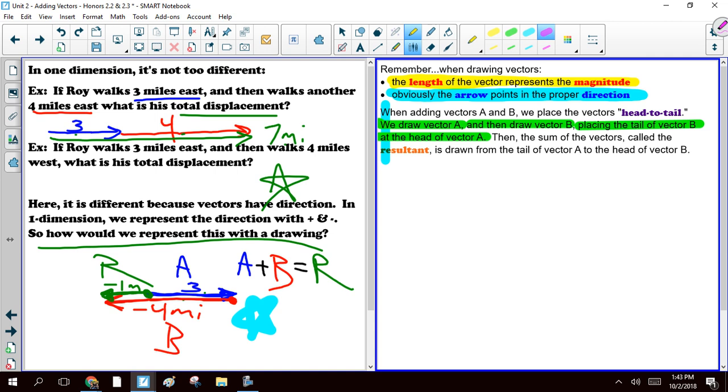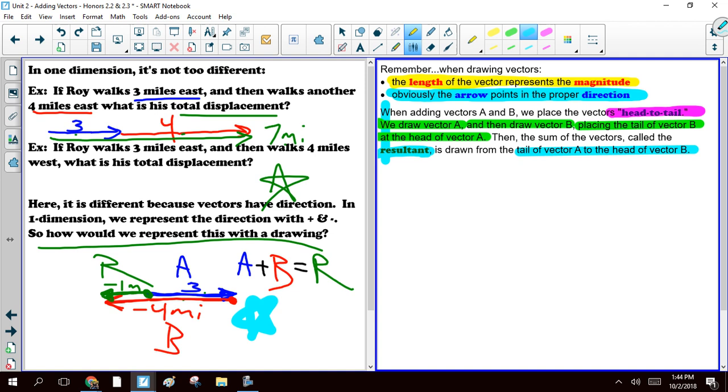Right? This is what is called placing the vectors head to tail. So when you draw the sum, your resultant, to find your resultant, you draw it from the tail of your first vector to the end of your last vector.